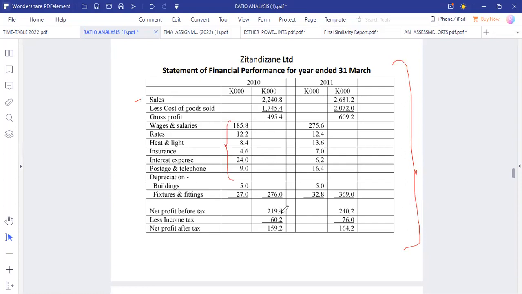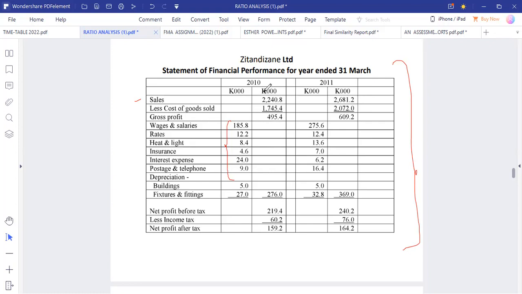Okay, are we together? So we have our sales, we subtract the costs of those sales, we get our gross profit. From the gross profit, we subtract the expenses, we get our net profit before tax. Then you remove the tax, we are going to get a net profit after tax. Are we together with this financial statement here?